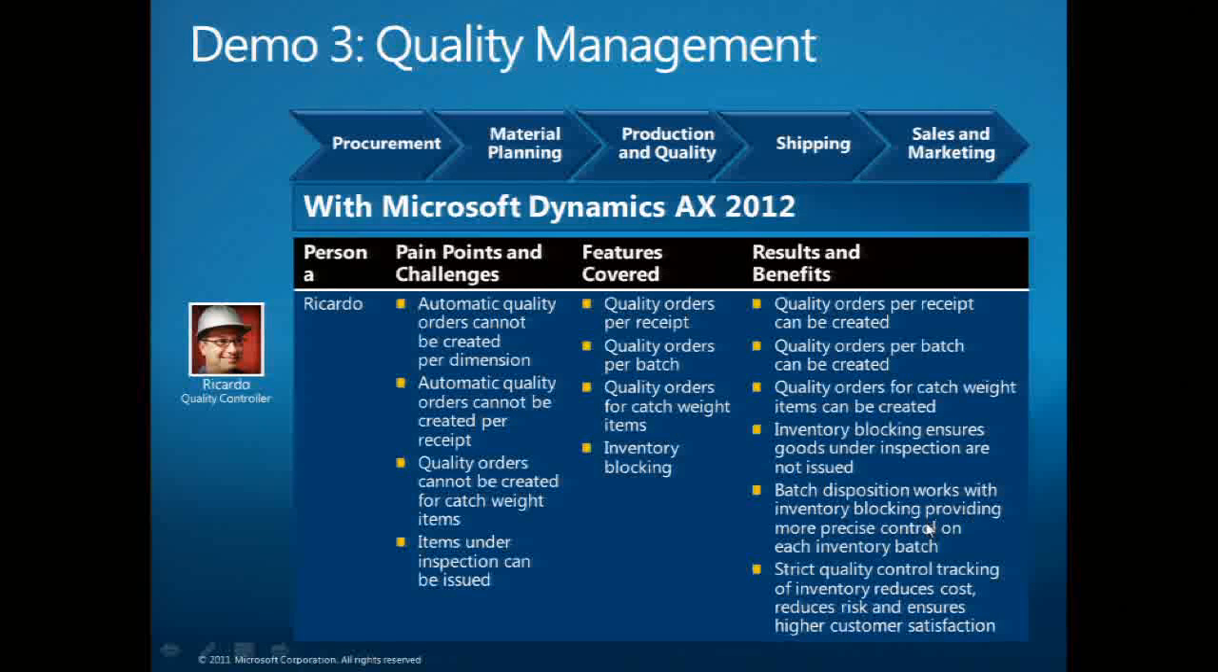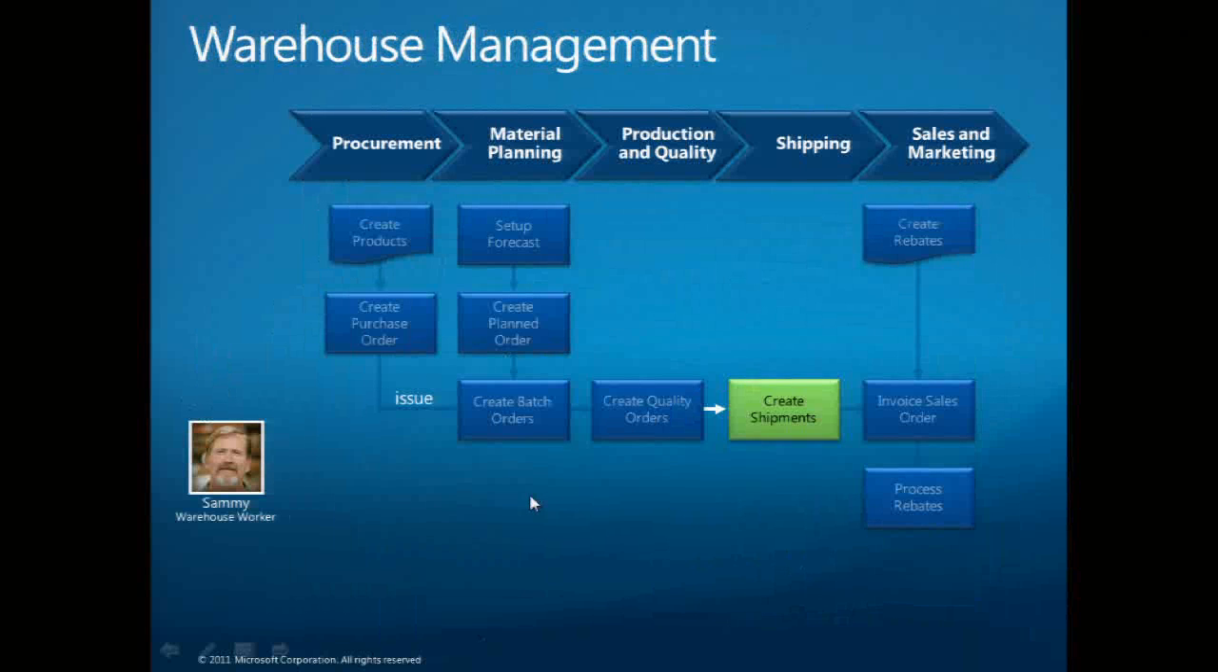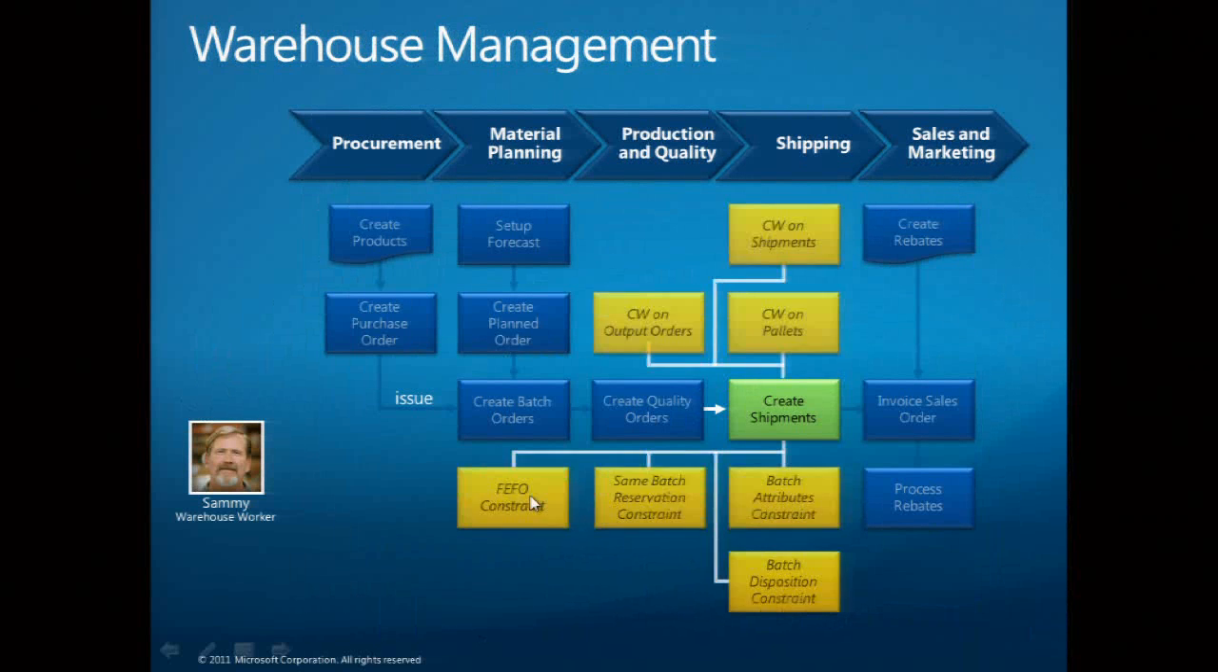Batch disposition works with inventory blocking. And we believe the benefit here is that there is stricter quality control, and this will reduce the inventory cost, reduce the risk and increase customer satisfaction. Now, there's a lot of change in warehouse management because we've integrated warehouse management 2 with process manufacturing.